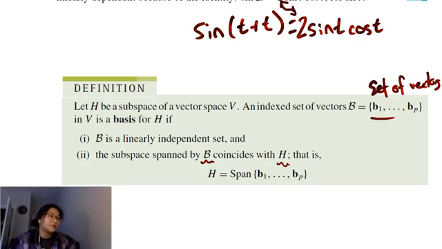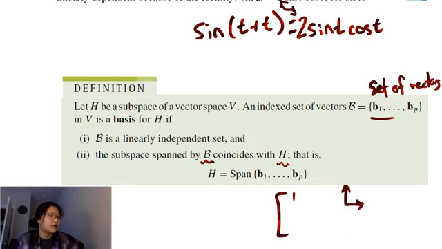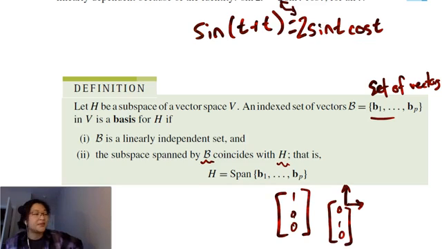Because we could have a linearly independent set of vectors that doesn't span our subspace, and so that doesn't count as a basis. Even if you think about our elementary vectors, (1, 0) and (0, 1), and then we look at (1, 0, 0) and (0, 1, 0). Well, those two are linearly independent, but those don't span R3. So that would not form a basis for R3.